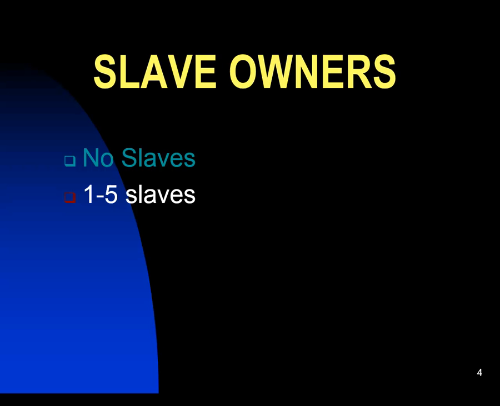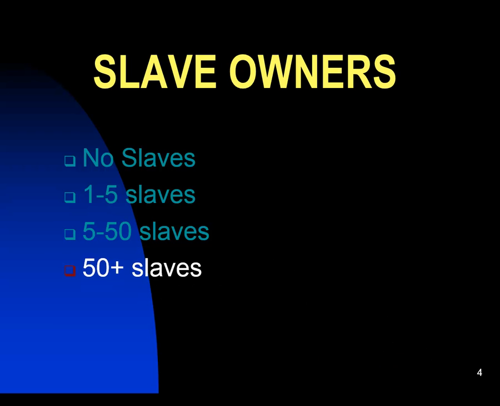So when we think of those old movies like Gone with the Wind, it's a very small percentage of the southern population that has those types of plantations. Most of these people have relatively small farms and relatively few slaves. So we've already talked about that. 1 to 5 is 18%, 5 to 50 is 15.5%, and 50 plus is 2.5%.